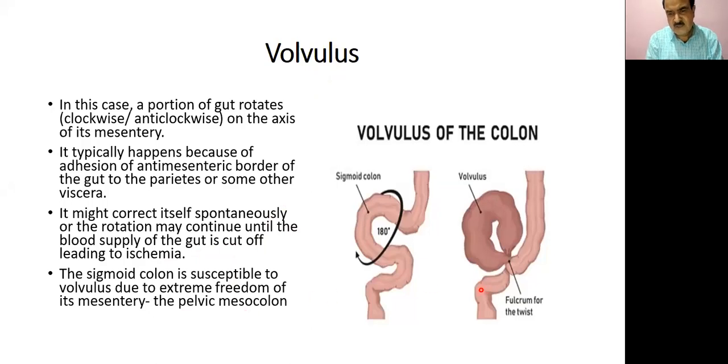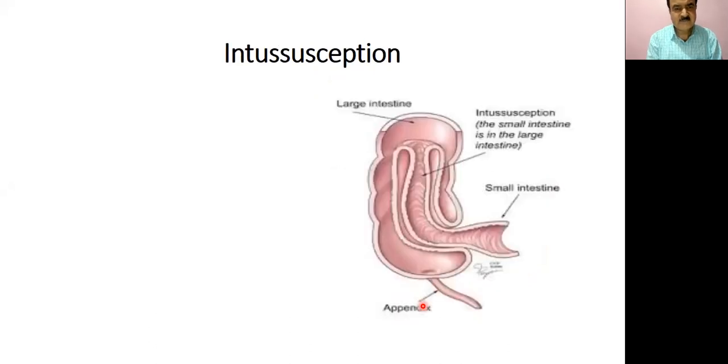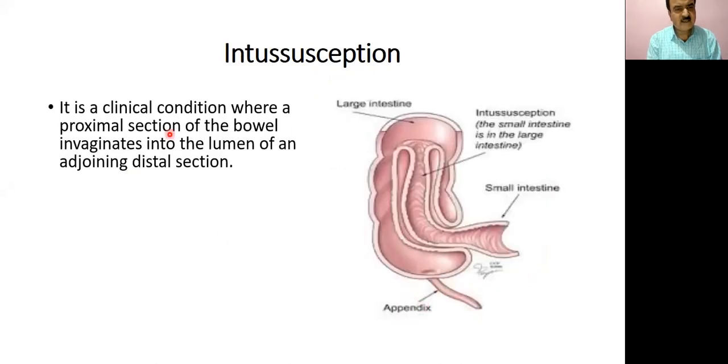So the sigmoid mesocolon has a long pelvic mesocolon, long mesentery. So that makes it more mobile and more susceptible to volvulus. What is intussusception? Intussusception is a clinical condition where a proximal section of the bowel invaginates into the lumen of the adjoining distal section.